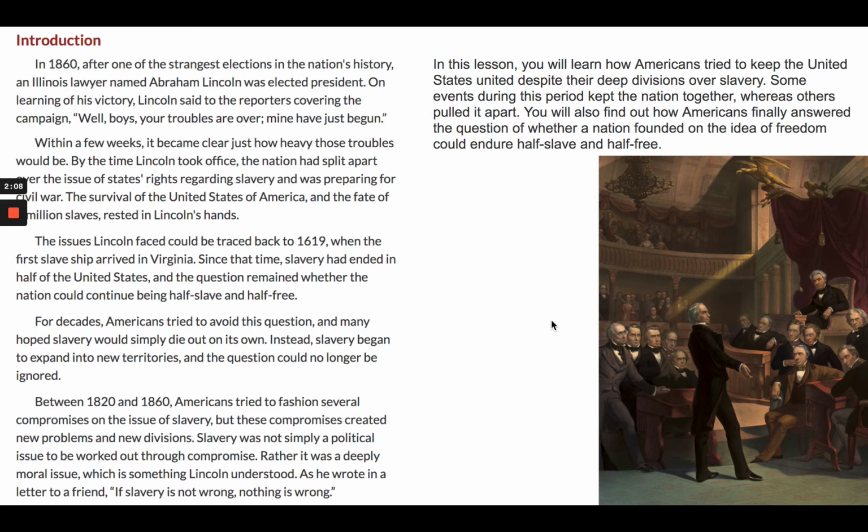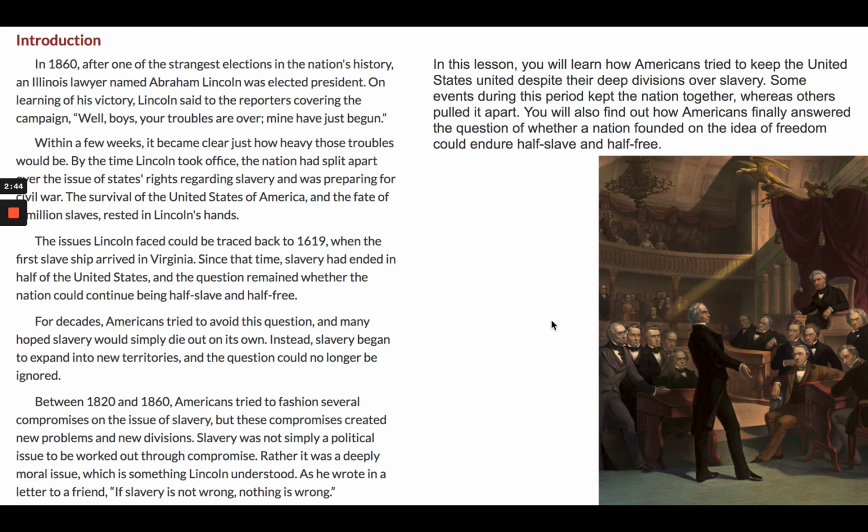The issues Lincoln faced could be traced back to 1619, when the first slave ship arrived in Jamestown, Virginia. Since that time, slavery had ended in half of the United States, and the question remained whether the nation could continue being half slave and half free. For decades, Americans tried to avoid this question, and many hoped that slavery would simply die out on its own. Instead, slavery began to expand into new territories, think of Manifest Destiny, and the question could no longer be ignored.